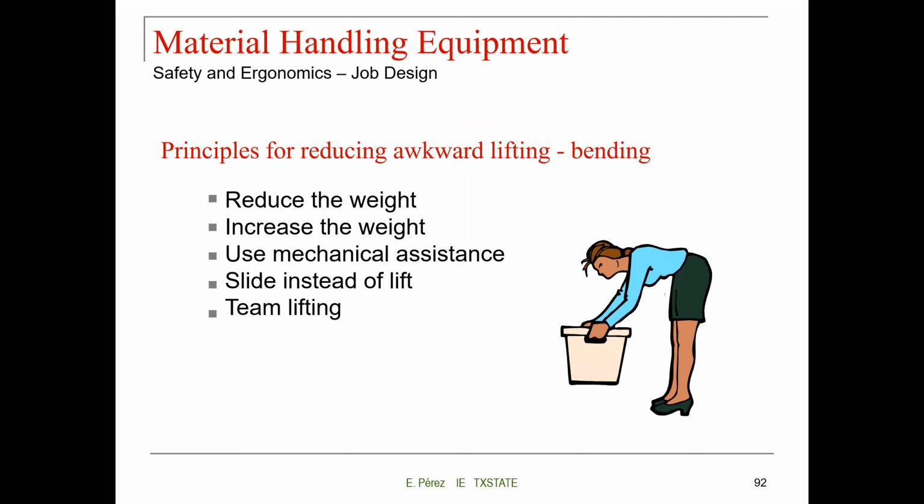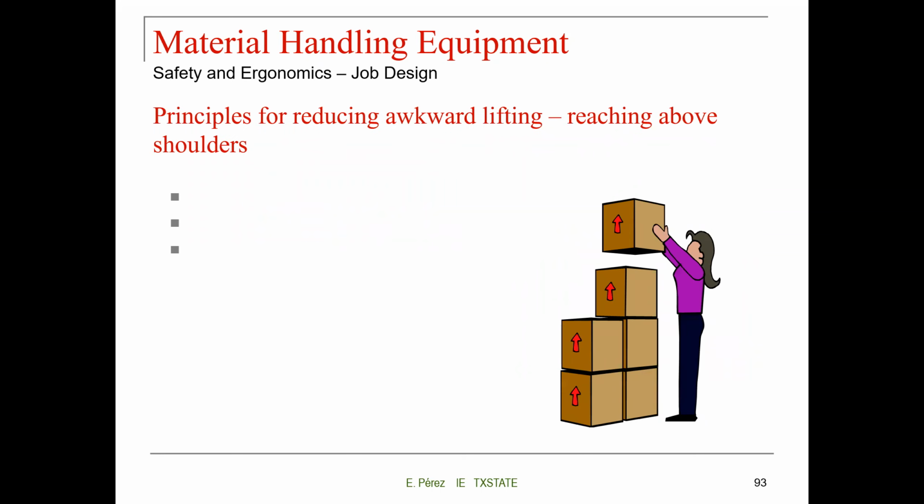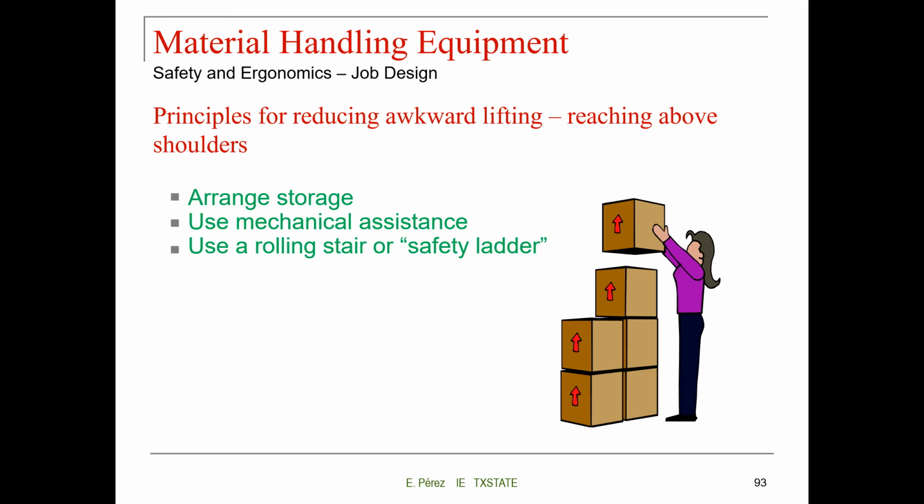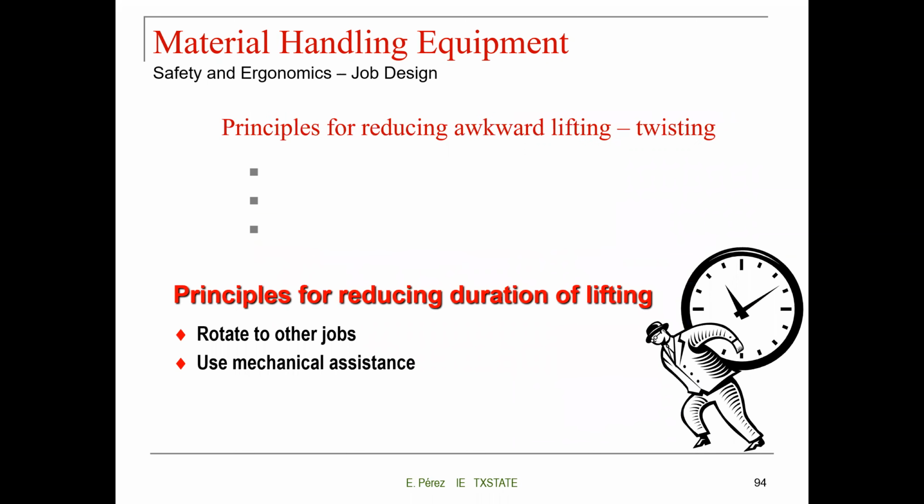For bending, reduce the weight, adjust the height depending on the process, use mechanical assistance, slide instead of lift, or team lifting. Principles for reducing upward lifting, reaching above shoulders: arrange storage, use mechanical assistance, or use a rolling stair or safety ladder. For twisting, use conveyors, provide more space, arrange storage. Principles for reducing duration of lifting: rotate to other jobs and use mechanical assistance.